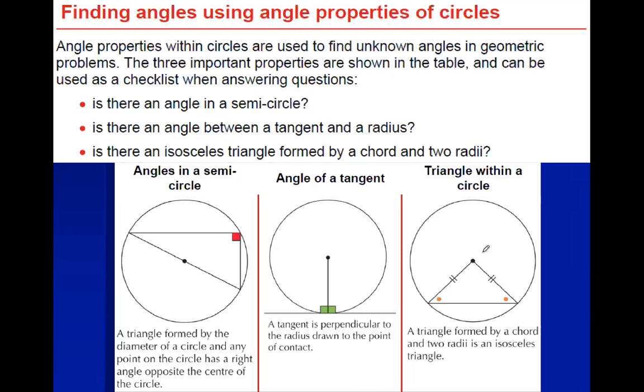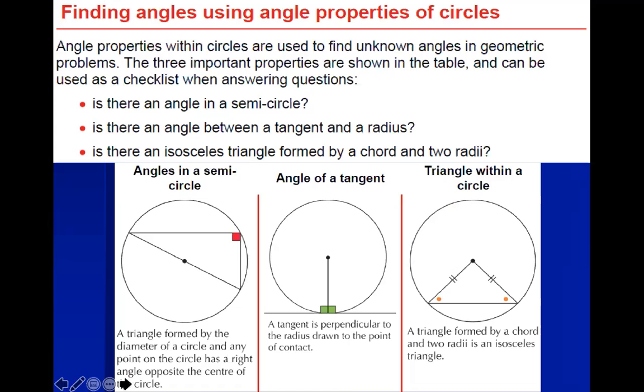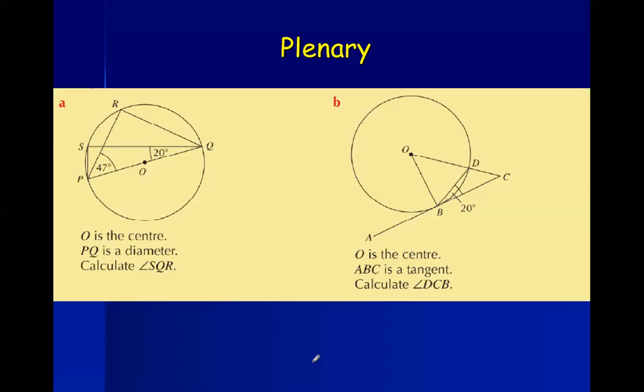Or is there an isosceles triangle, meaning that the triangle formed by a chord here and 2 radii? And you know that this angle is exactly the same as this angle. And if you're given this angle, you know that 3 angles in a triangle add up to 180. You can just find these 2 and half them to get the value. Okay, so let's have a look at the Nat 5 type question that we could get.